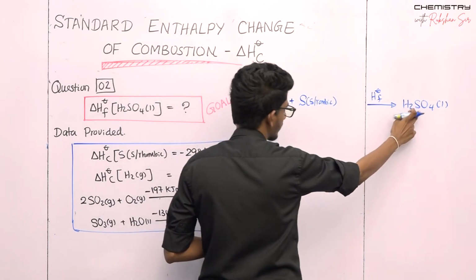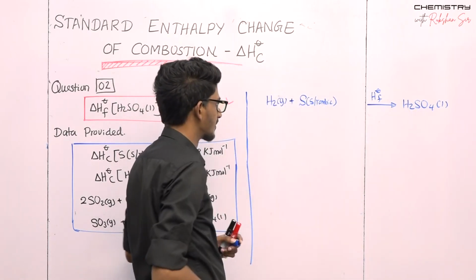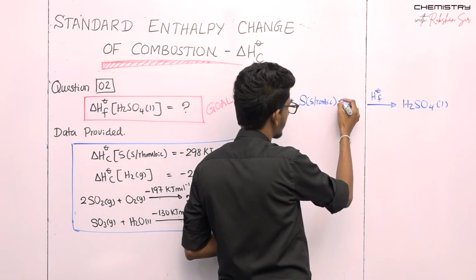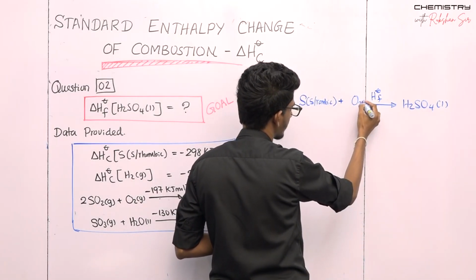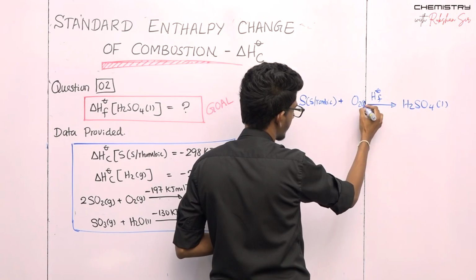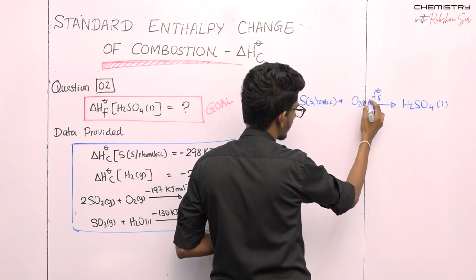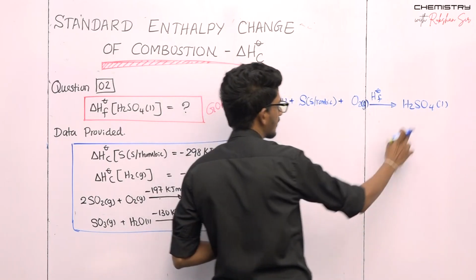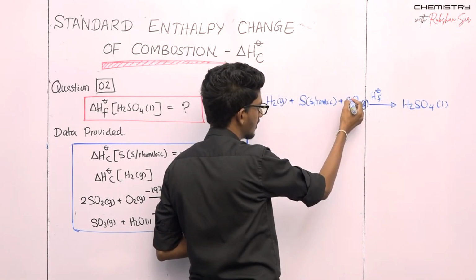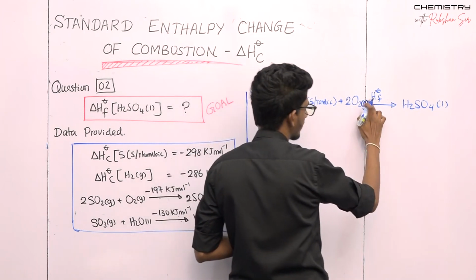You need one sulfur atom. Yes, it is represented as one, right? And then you need 4 oxygens. Oxygen's reference form is O2 gas. You need 4 oxygens, so you need some 2 here for the balancing.